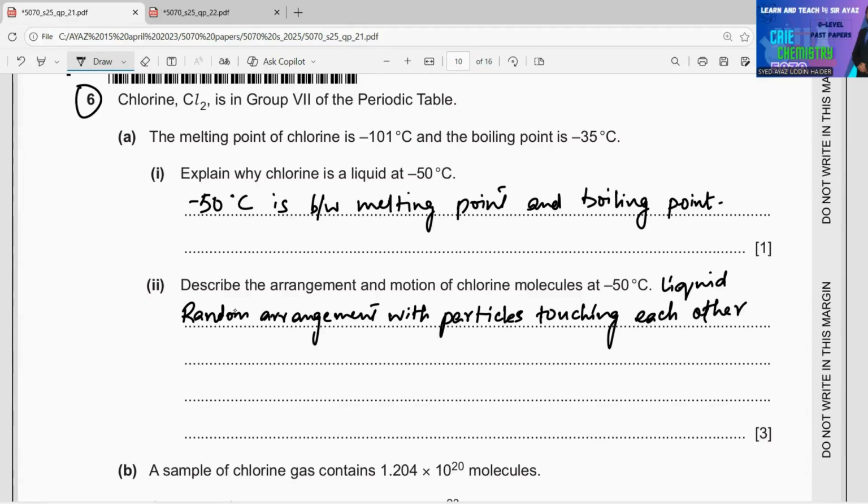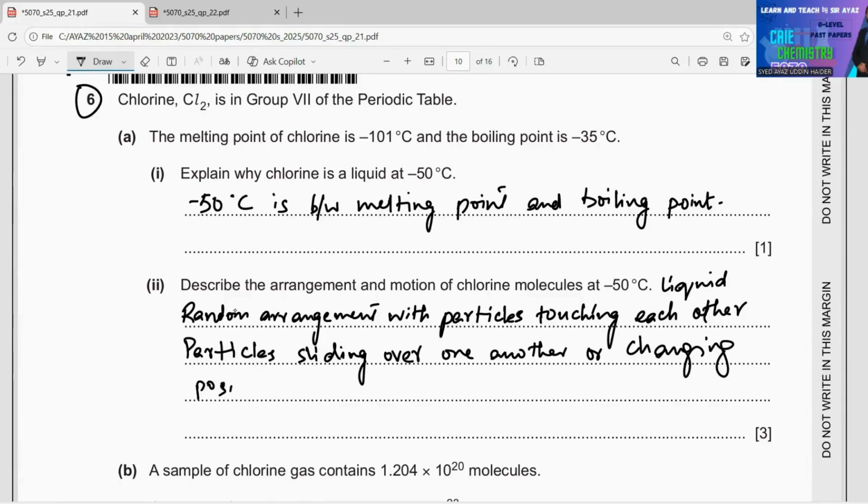Then for the motion, what you're going to write is simply particles sliding over one another, or you can even write changing positions or flow over one another.